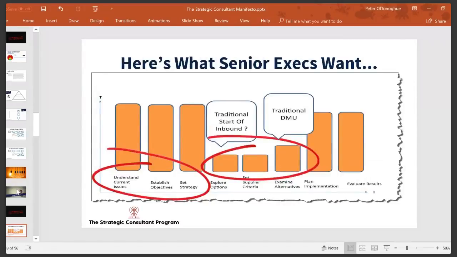A lot of people don't understand what senior people in an organization want. So this was research done by IBM, Keenan Flagler Business School and Target Market Inc. And what it shows is executives want to understand the current landscape, current issues in their business and the marketplace. They want to establish their short and long-term business objectives, and they want to set strategy. In the technology companies I worked with, targeting high value, really high level CEOs, this is where we focused.